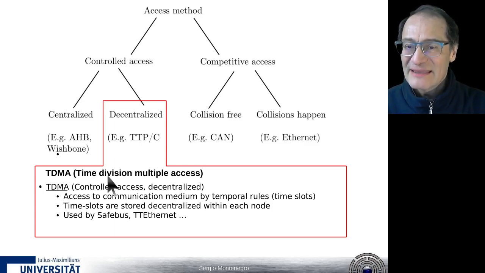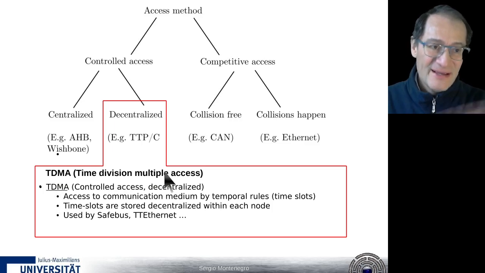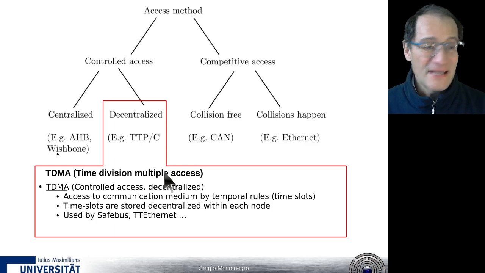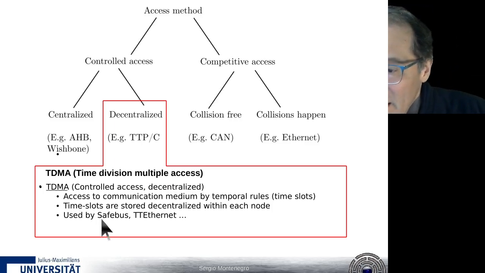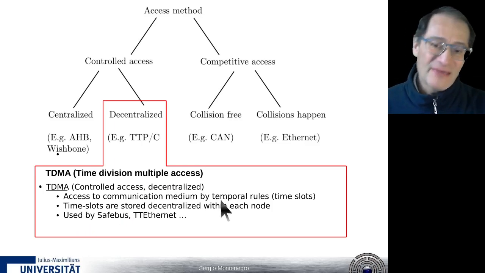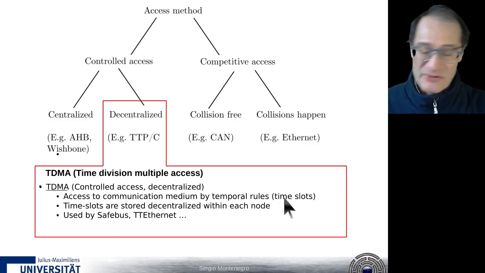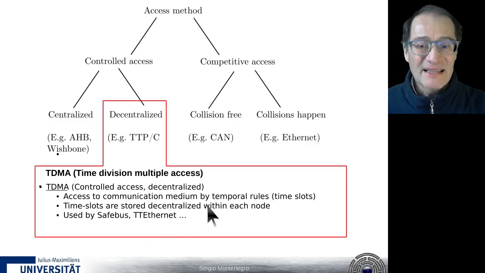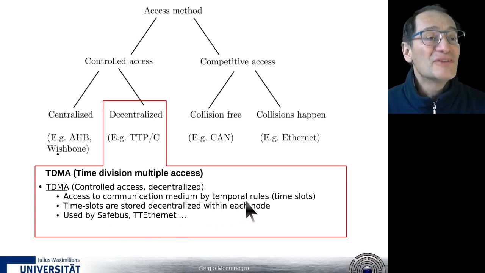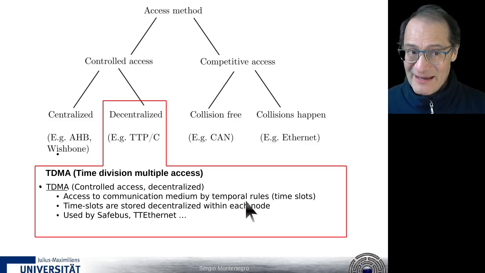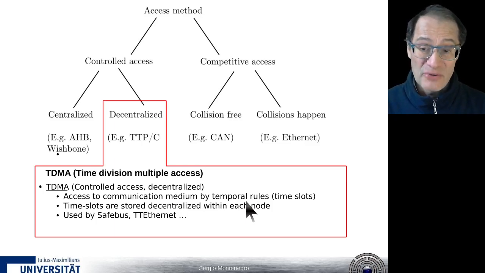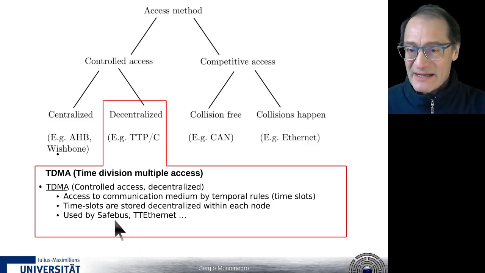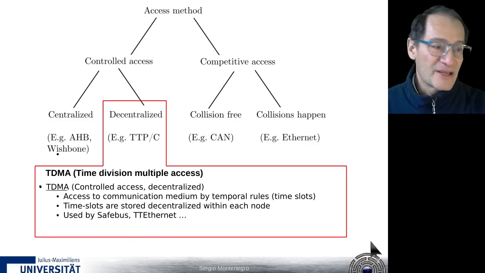Okay, this is a time division multiplex. I said before, the time will be partitioned in slots, and every device, every sender will get a slot. Okay, access to the communication medium is by temporal rules. These are the time slots when everybody is going to send. These time slots are stored decentrally in each node. So each node knows when it shall send. It's important that we have a synchronized clock. And this is used in, for example, time triggered Ethernet, CAN bus, and other time critical communication mediums.